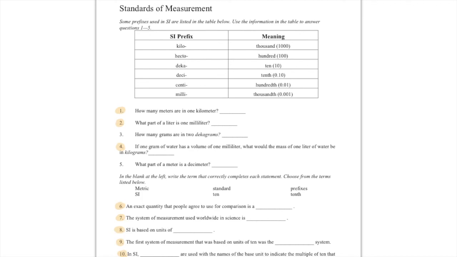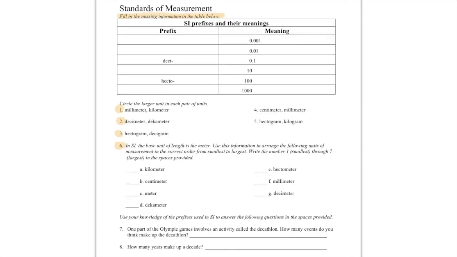This part right here is having you determine how many meters or millimeters are in a particular unit. So for like number 1, it says how many meters are in a kilometer. And you can get that from the chart, but you can also use My King Henry to determine that answer. On the next sheet, they want you to fill in the missing prefix. And then at the bottom here, circle the larger unit. So out of the two, which one's larger in terms of its prefix?